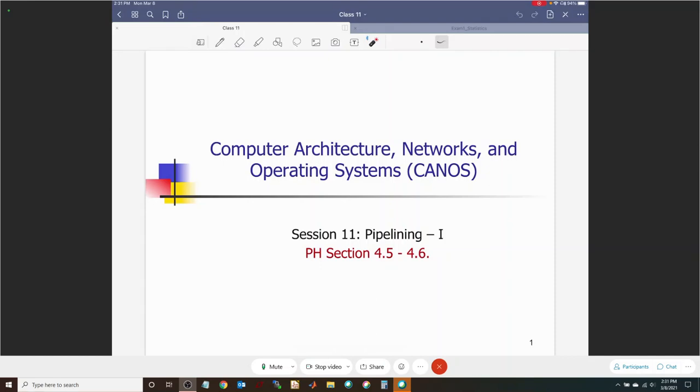Okay, so we are going to be spending time talking about pipelining today, and this is broken down into three parts. So we will be focusing on part one of the pipelining lectures.